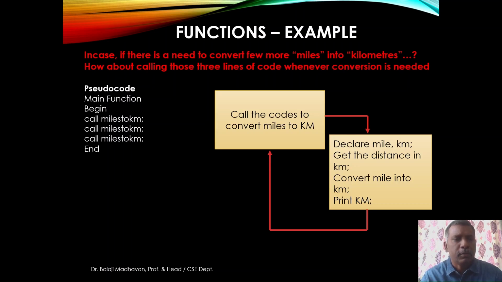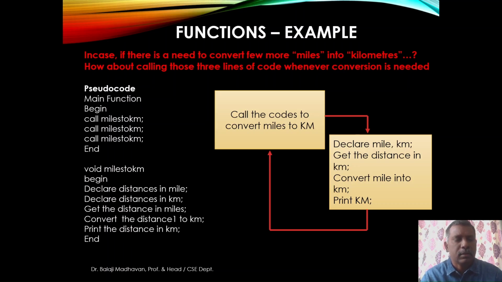Now if I call the program, what happens? See here, the same code. Once we end this routine, we go back here and call the next time, again come back here, convert, again go here, third time call, come back here. So now we have reduced the lines of code for doing the same task repeatedly.